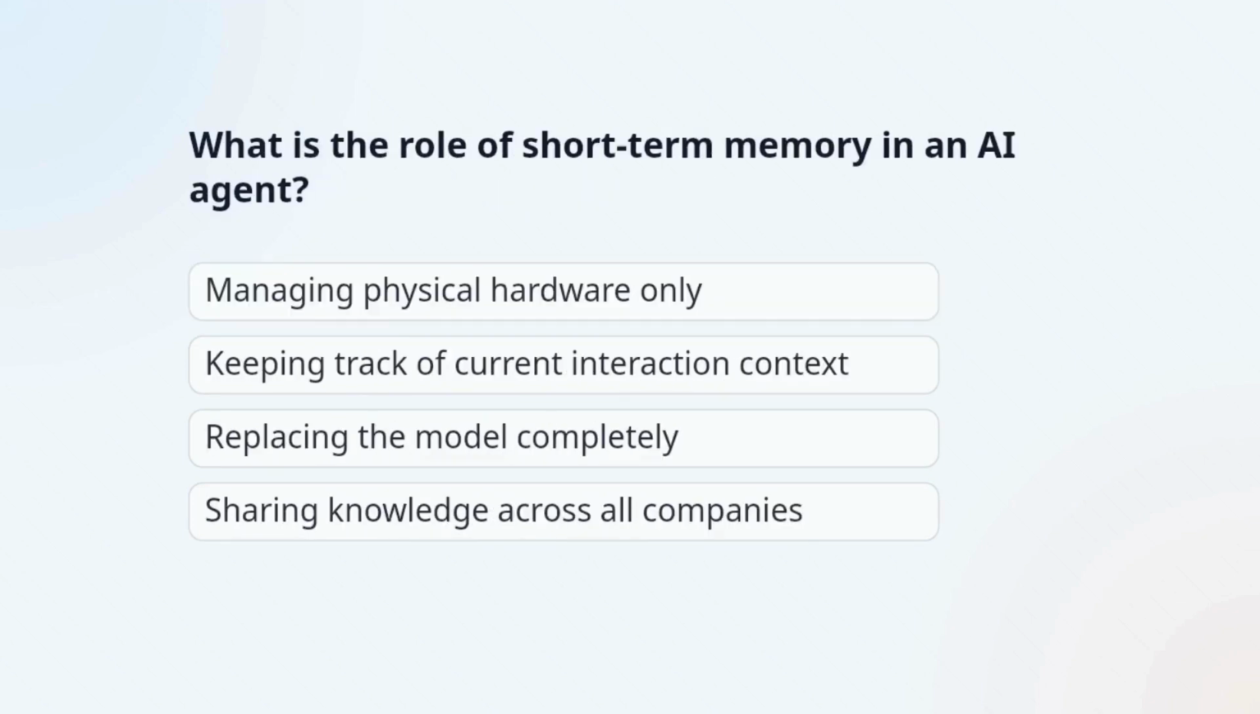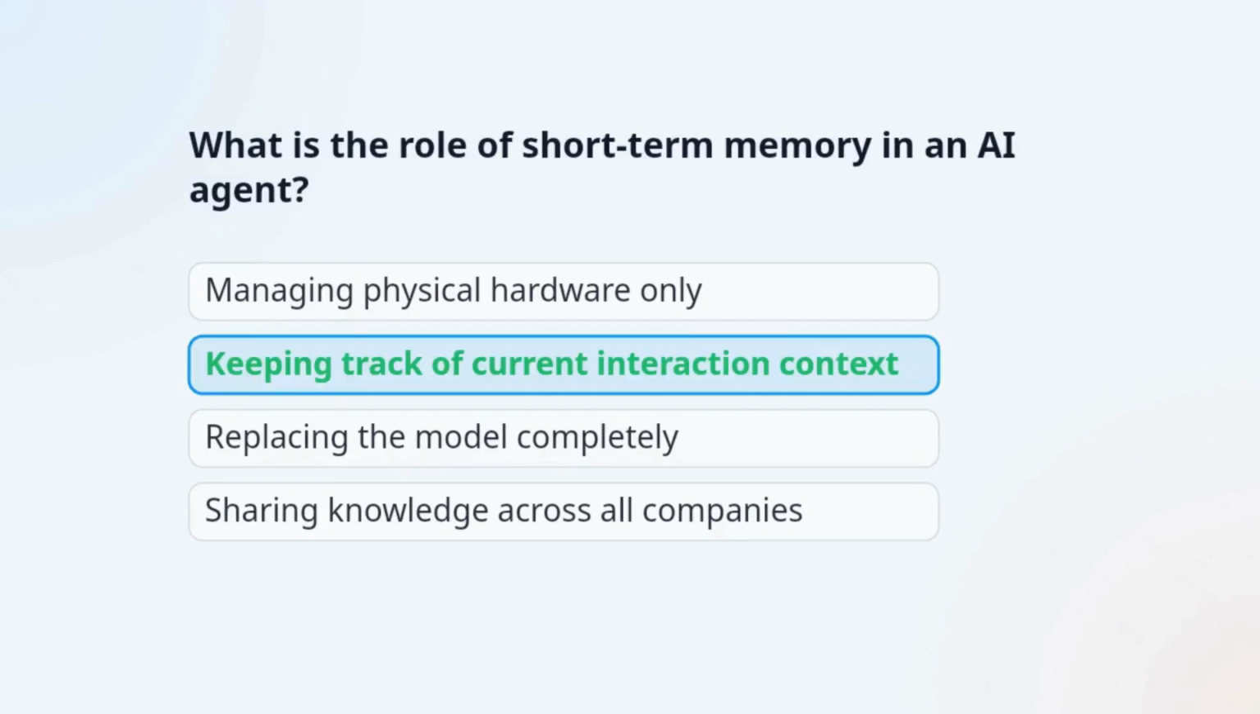Question 3. What is the role of short-term memory in an AI agent? The correct answer is keeping track of current interaction context. Short-term memory supports the ongoing interaction, helping the agent remember what has just been said or done.